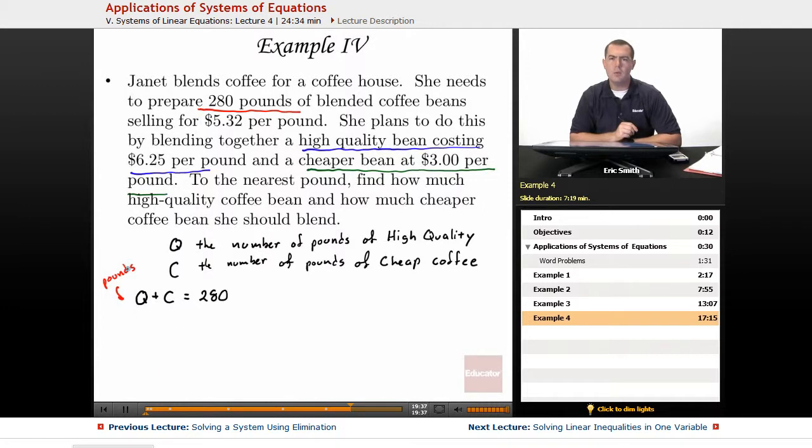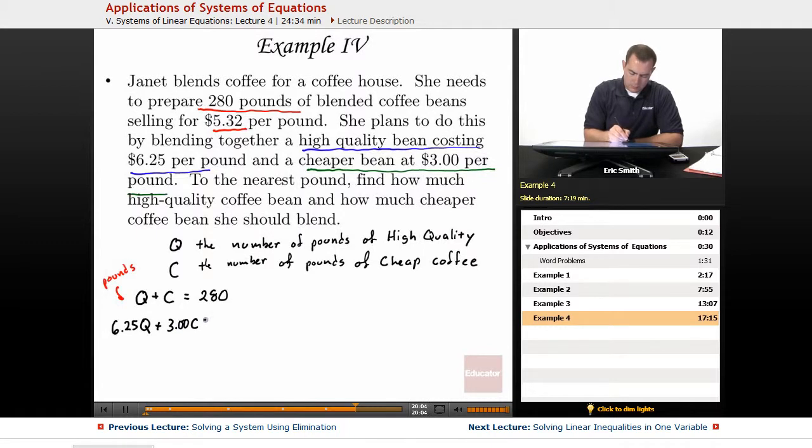Now the second part will have to deal with the cost. We want the final mixture to be $5.32. So we'll use the cost of the high quality coffee bean and the cost of the low quality coffee bean to really blend the two together and get that final cost. So let's see what we have here. Normally, high quality coffee costs $6.25 for every pound of high quality coffee. And the cheaper coffee usually costs $3 a pound. And what we're hoping to make is $5.32 for that final 280 pounds of coffee. So let's mark this other one as just costs.